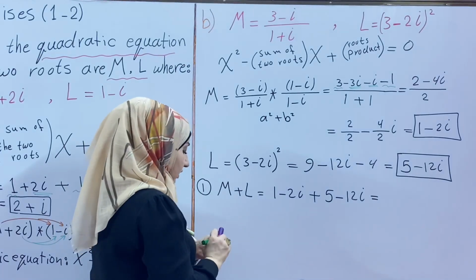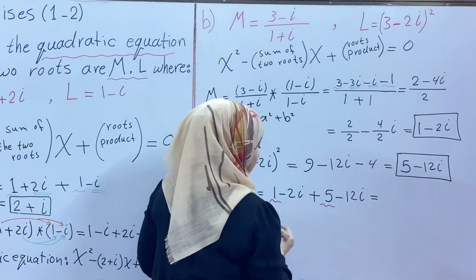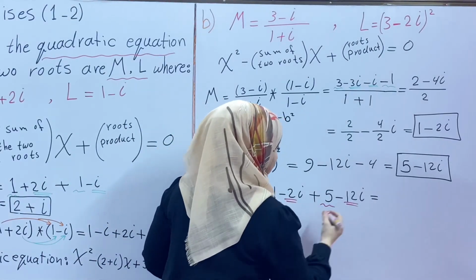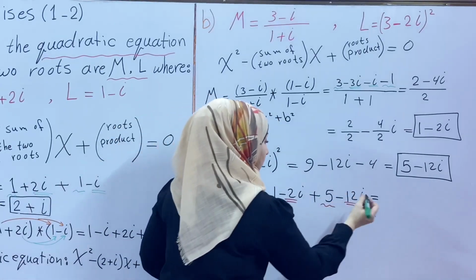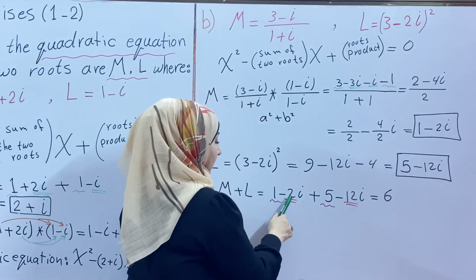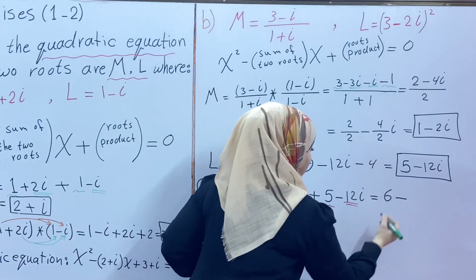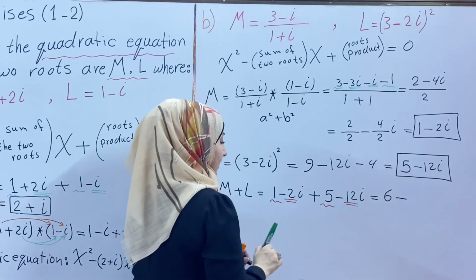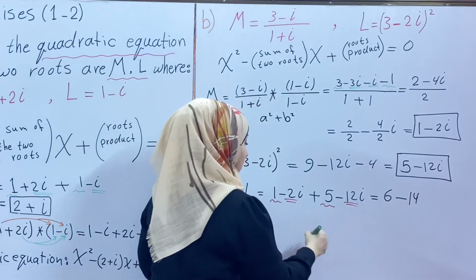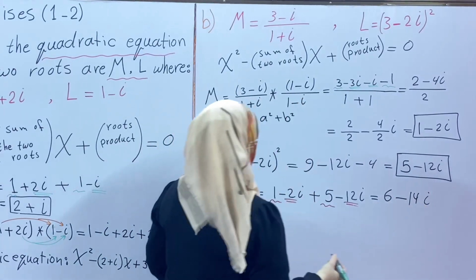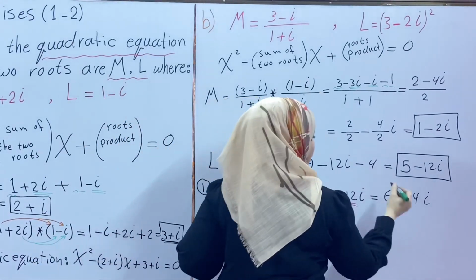And now we will simplify by adding the real part with the real part and the imaginary part with the imaginary part. So 1 plus 5 equals 6. Negative 2i minus 12i, the signs are the same. We put the same sign and add the coefficients. 2 plus 12 equals 14i. And this represents the sum of the two roots.